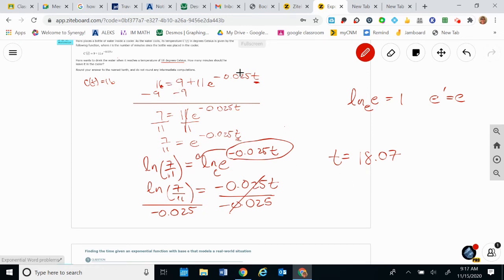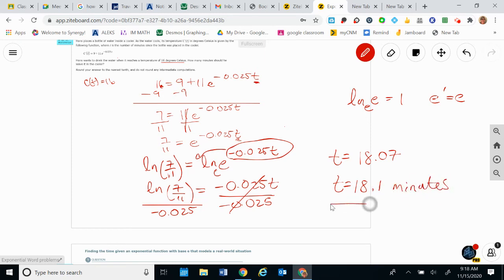So how many minutes should he leave it? It says round your answer to the nearest tenth. Oh, hey, here we don't have to. This is not an inequality. This is an equal sign. So it's 18 to the nearest tenth, so it's 18.1. I like when it's not inequalities, to be honest with you.